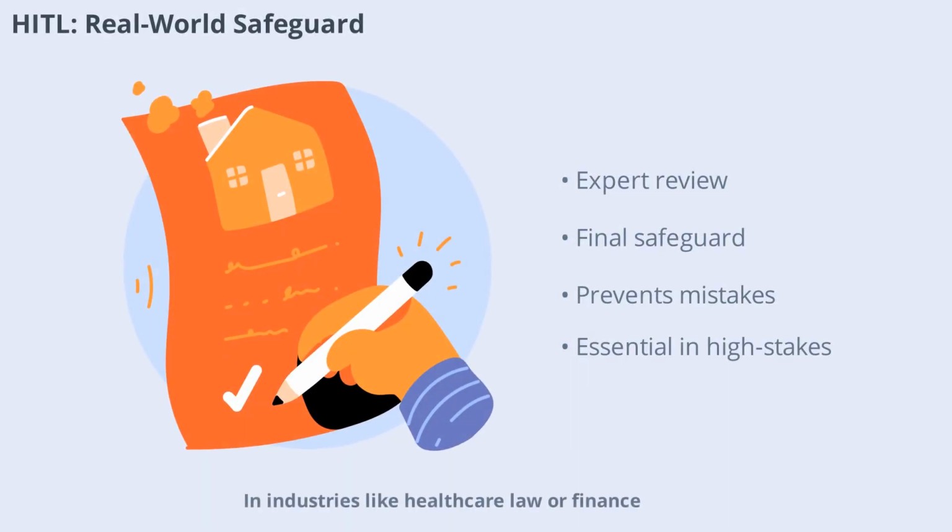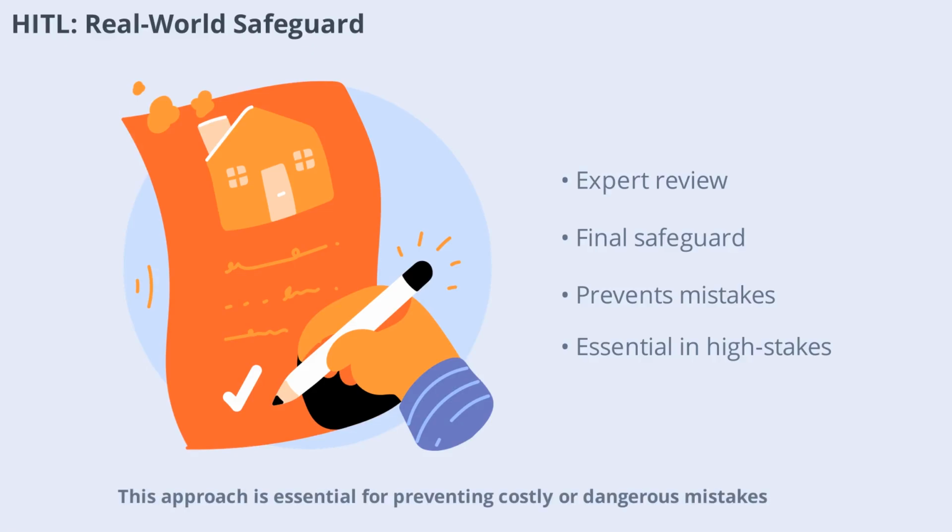In industries like healthcare, law, or finance, a human-in-the-loop acts as a final safeguard. Automated outputs are reviewed by experts, ensuring that only accurate and safe information reaches end users. This approach is essential for preventing costly or dangerous mistakes.